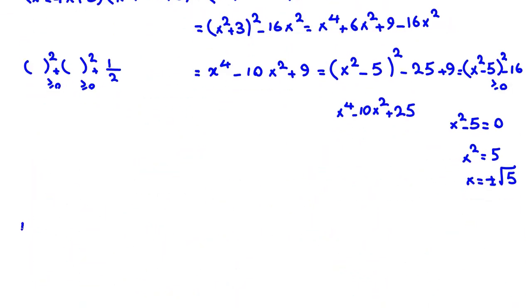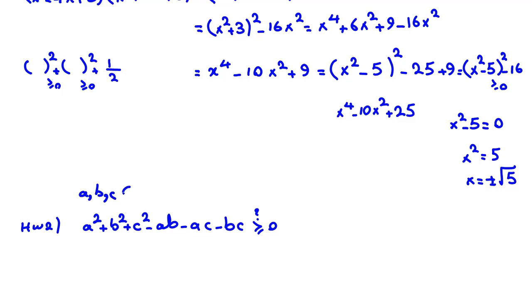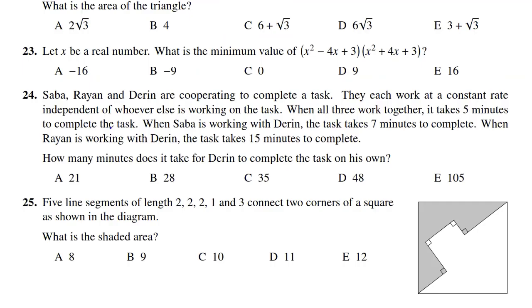Okay, let me tell you a homework for you. We had one, homework 2, is I told you write as a sum of squares, try to prove a squared plus b squared plus c squared minus ab minus ac minus bc is greater than or equal to 0. a, b, c are real numbers, both negative and positive. So try to write it as a sum of squares to prove. It was homework 2. Okay, now let's try problem 24.